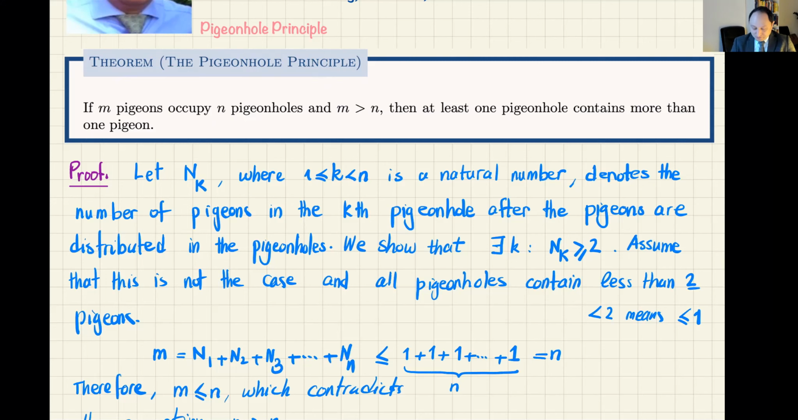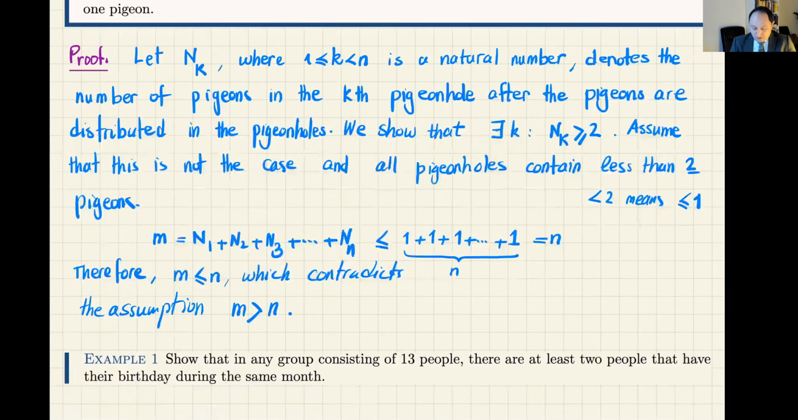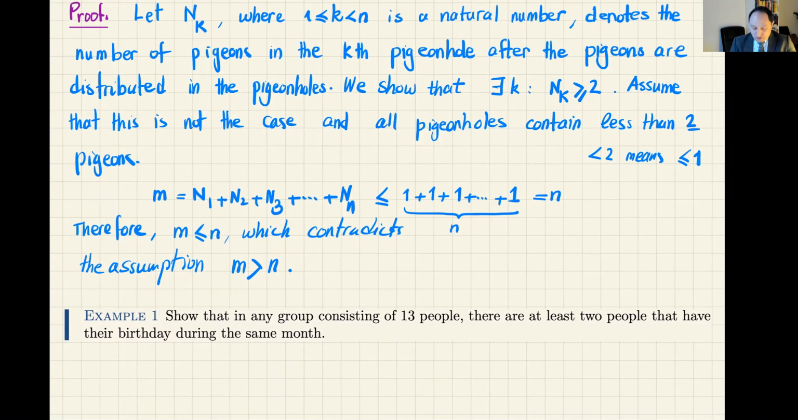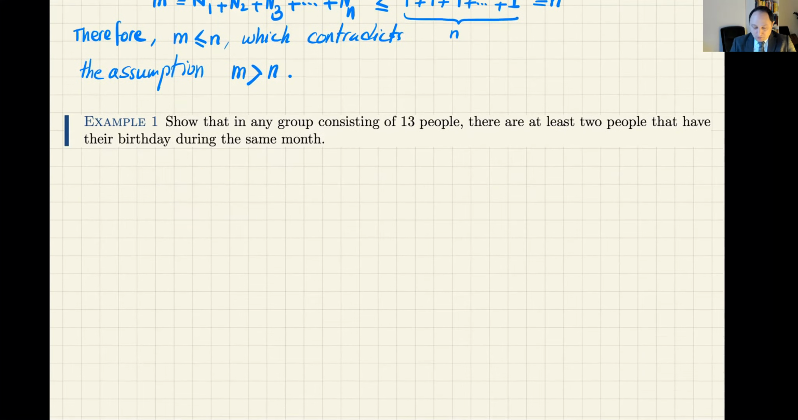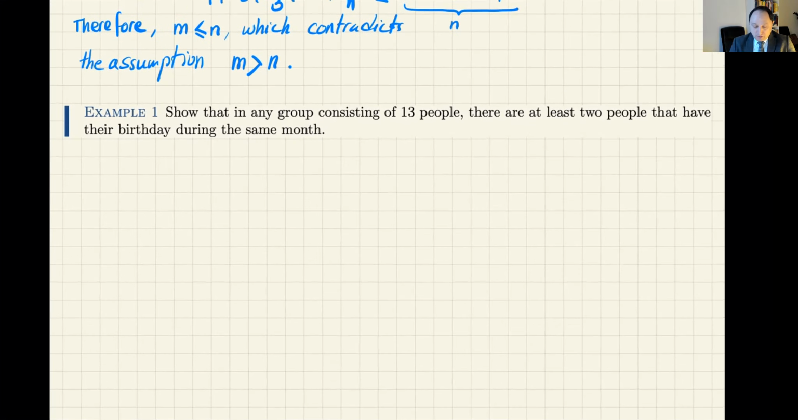Okay. So let us solve some examples now. Example number 1. Show that in any group consisting of 13 people, there are at least 2 people that have their birthday during the same month.